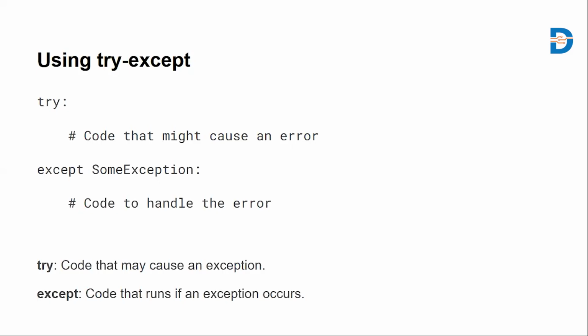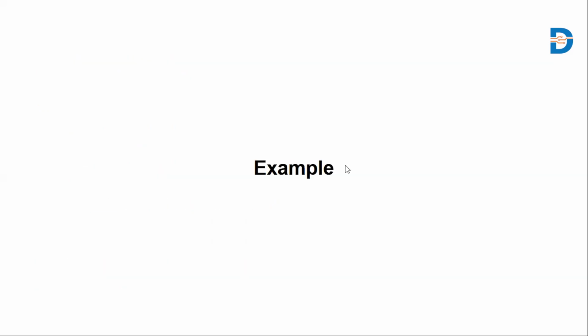The try block contains the code that might raise an exception. The except block specifies what to do when the exception occurs. You can choose a specific exception to catch, or you can use a general except to catch all exceptions. So let's look into an example.